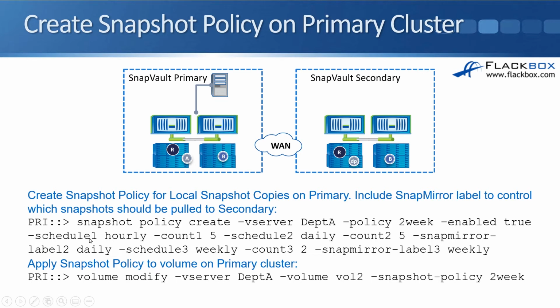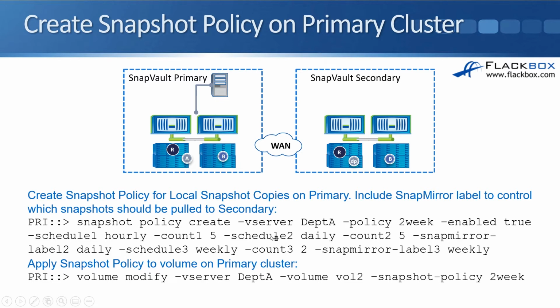Then you specify the snapshots that you're going to take on the source side and how many of these you're going to keep. So here I've said schedule 1 is hourly. So based on a cron schedule that I've got configured on the system, I'm going to be taking snapshots every hour. Then I say count 1 is 5. I'm going to keep the last 5 of those. So you see here, I've got schedule 1 and count 1. The number 1 ties those two together. So I'm saying I'm going to keep 5 of my hourly snapshots.